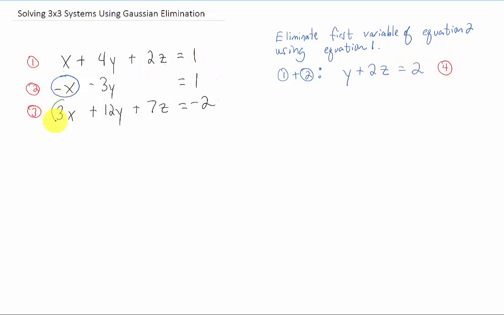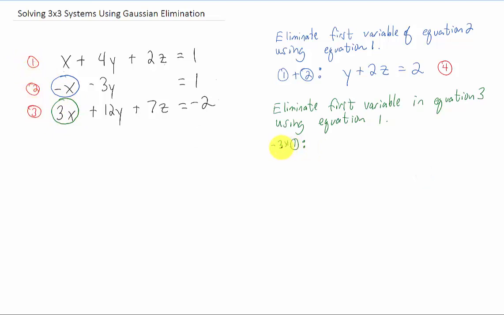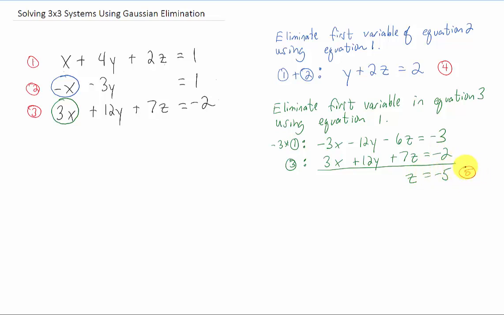And then we're going to go on to try to eliminate the 3x. And I'm going to eliminate this 3x by multiplying the first equation by negative 3 and then adding it to the third equation. If we multiply negative 3 by the first equation, we get, and I'll just copy down the third equation over here. Okay, now if we add these two equations together, we actually get the negative 3x and the 3x to cancel. Now the negative 12y and the 12y cancel. That was really lucky. And the negative 6 plus 7z is going to give us just a regular z equals negative 5. Whatever you get here, I'm going to call that equation 5.